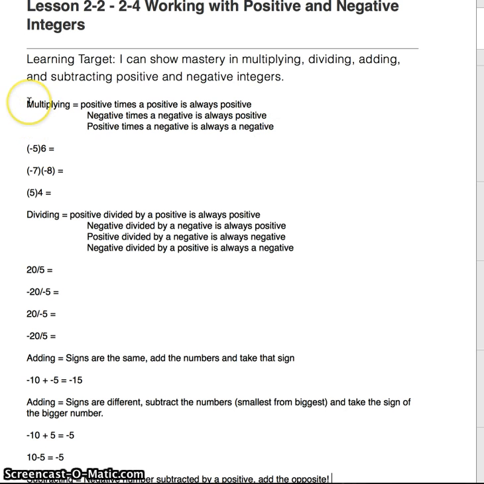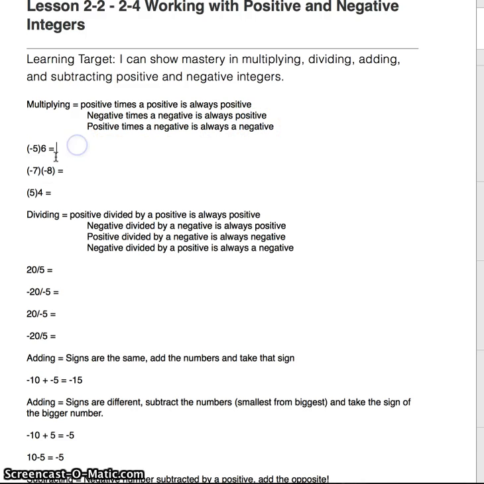So when you are multiplying, I'm going to go through multiplying and dividing rather quickly because I know you know these ones pretty easily. So a positive times a positive is always positive, and a negative times a negative is always positive, and a positive times a negative is always negative.